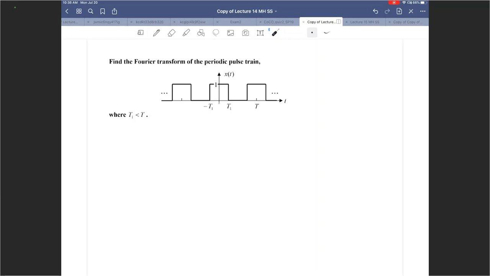For this, the first thing I would need is to refer to the Fourier series coefficients of the pulse train, x of t. What is that? Let us try to write that reference result here. I have omega naught as 2 pi divided by T, and a sub k, the Fourier series coefficients of a pulse train, are 2 T1 divided by T sinc of k omega naught T1. This is for all k.